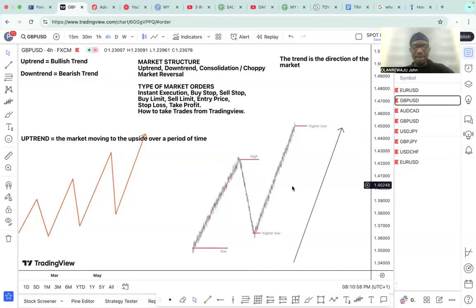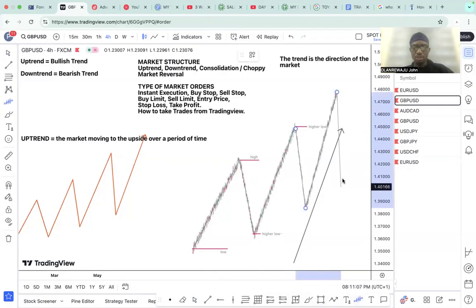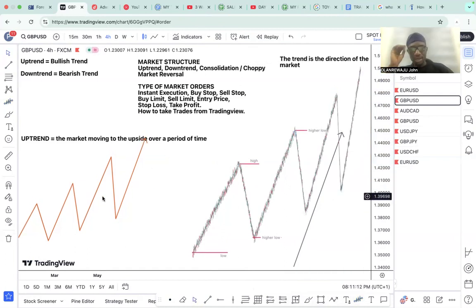So an uptrend market is a kind of market that is always moving to the upside, creating a series of lows that are higher than the previous ones, and then highs that are higher than the previous one. And when you look at it reasonably, this is the only thing the market can display to move to the upside. So how to know that a market is in an uptrend is that it will keep creating higher lows and higher highs, and it will be moving what? It will be moving to the upside.